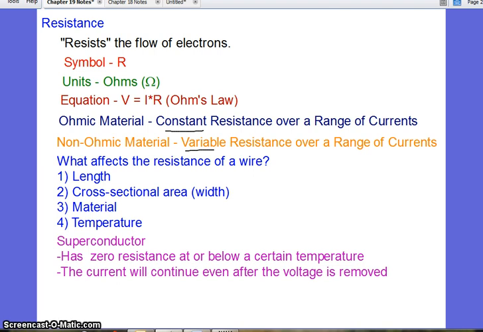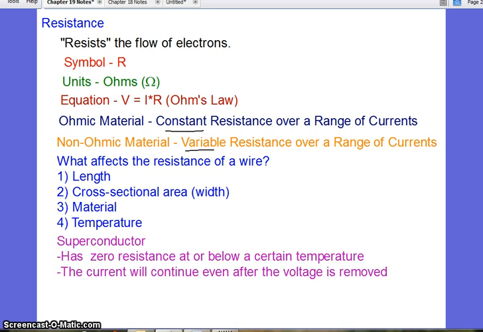Now for certain materials though, if we get to a cold enough temperature, the resistance continues to go down and down and down. And for certain materials like gold, at a certain temperature the resistance goes to 0. And we refer to these as a superconductor. So a superconductor has 0 resistance at or below a certain temperature.